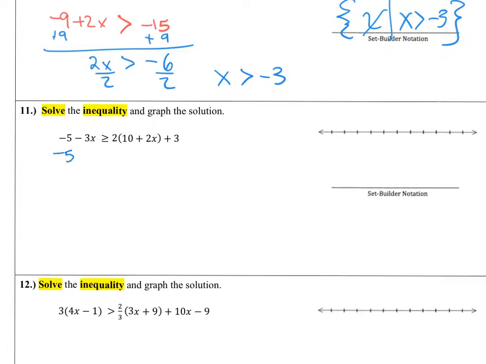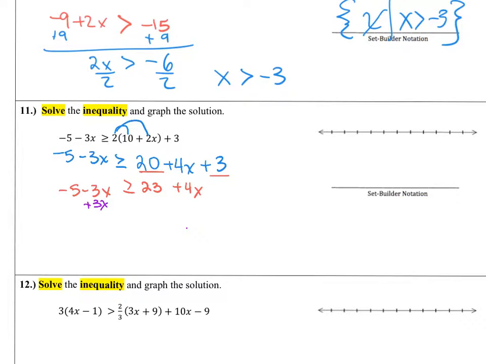So I have negative 5 minus 3x is greater than or equal to... We take the 2 and we distribute it. 20 plus 4x, rewrite that plus 3. I can combine the 20 and the 3 on this side. So I really get 23 plus 4x. Rewrite everything else. Now what I need to do is bring things over. I like to keep the x positive, so I'm going to add the 3x so that it can become positive on the right-hand side. You get 7x plus 23 is less than or equal to negative 5.